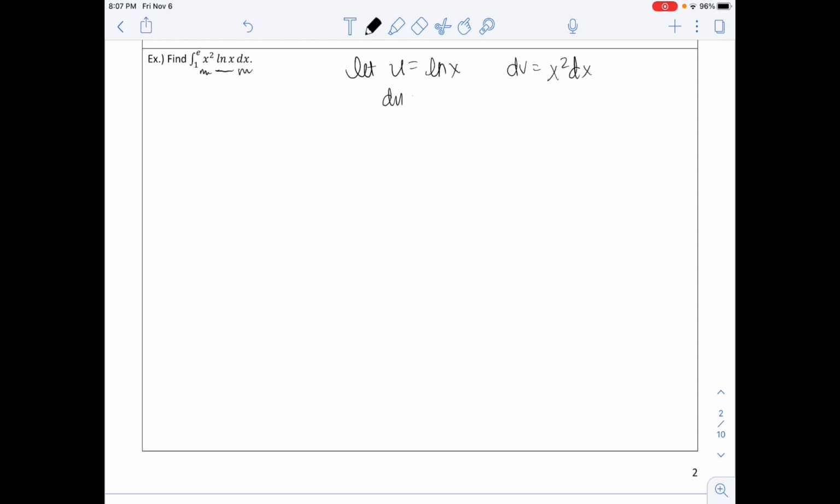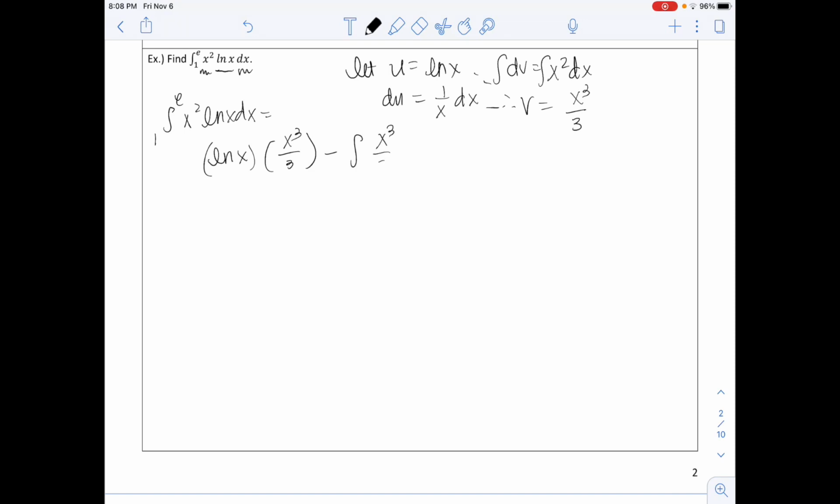So when I do this, I have du, and taking the derivative of ln of x, I end up with 1 over x dx. And then integrating both sides here, we have v is equal to x cubed over 3. So my integral from 1 to e of x squared ln of x dx is going to be equal to u times v. So we have ln of x times x cubed over 3 minus the integral of x cubed over 3 times 1 over x dx.